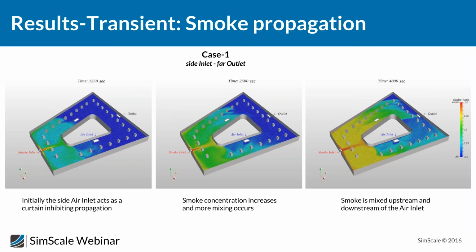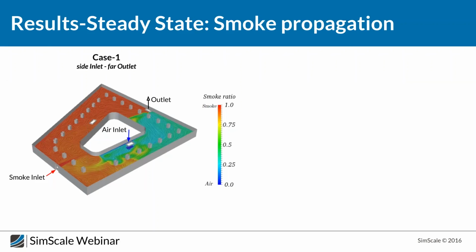Okay. So I move forward now and go to another case, still the case of smoke propagation, but I'm going to compare two cases. In one of them, again, we have smoke being injected inside our domain. I have the air inlet. This is the case we saw. I have the air outlet.